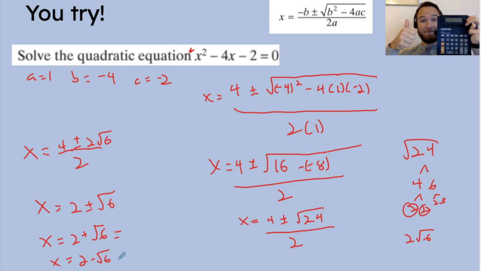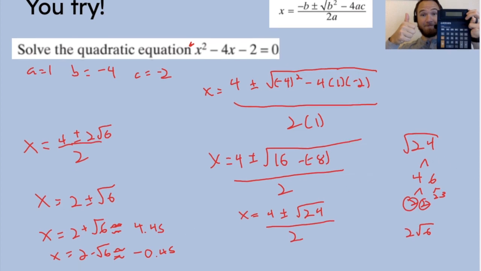Okay, and if we approximated these, and let's not actually have equal signs, but let's have approximation signs. If we put those into a calculator, we would get 4.45 and negative 0.45. Okay? That's how we do it.